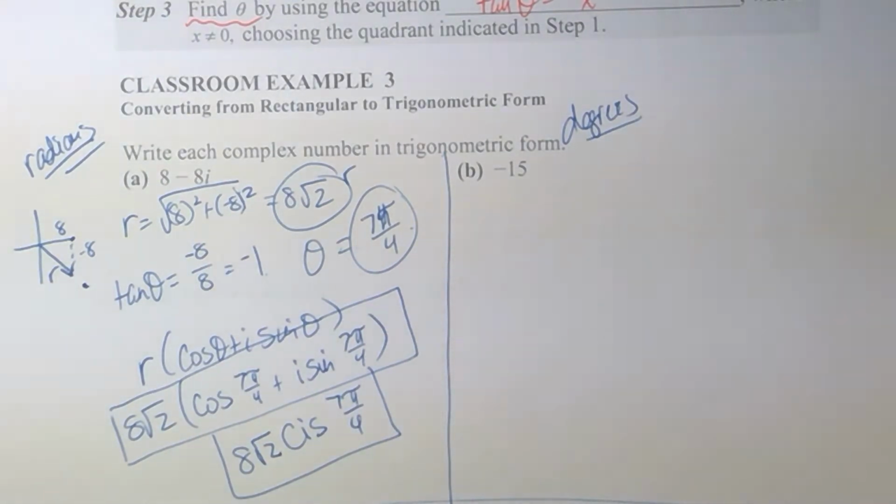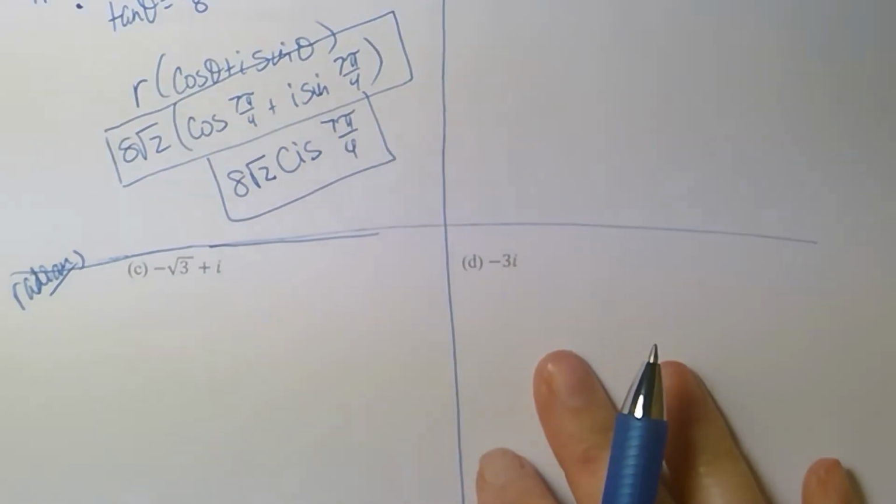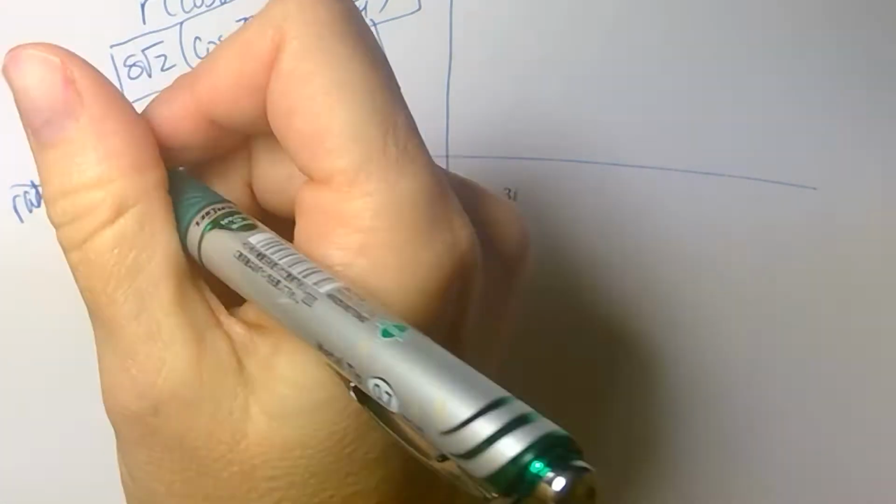Let's go ahead and do the other one that I said we're going to do in radians before we move over to the right-hand column and do the two that we're going to do in degrees. We're going to use the exact same procedure. We are going to start with a sketch.